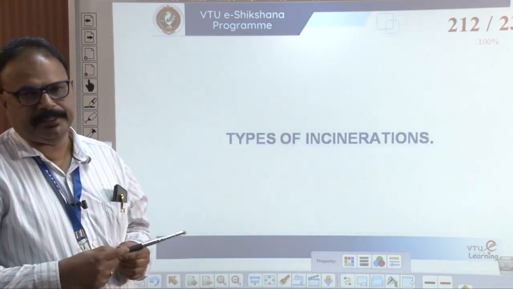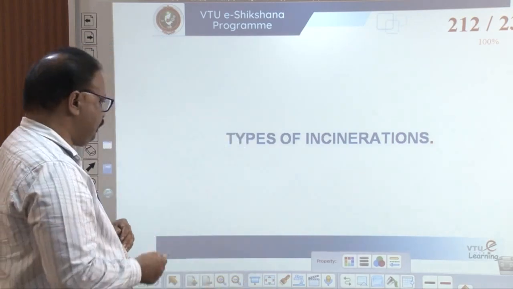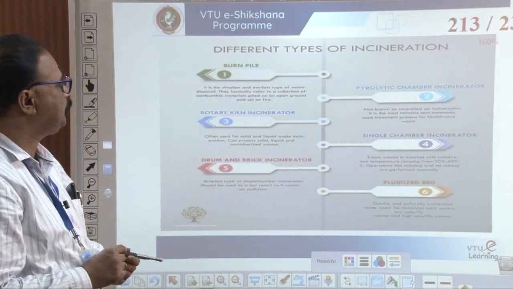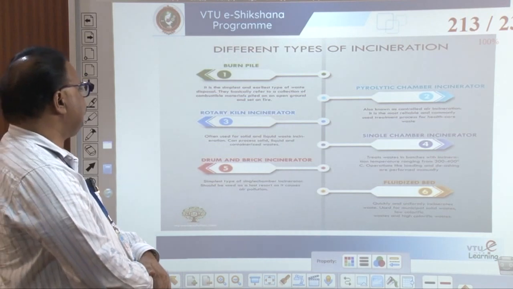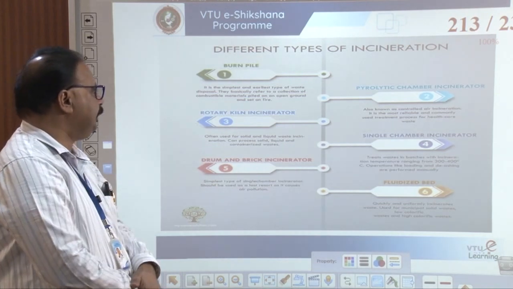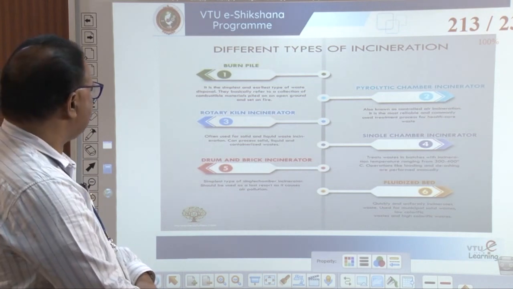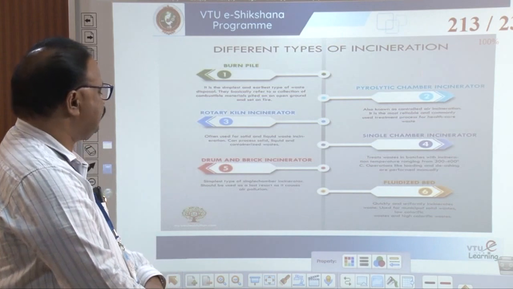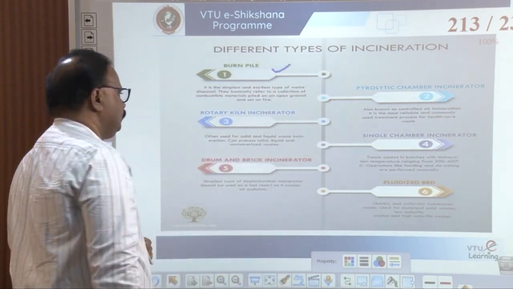Types of incinerators: there are different types of incinerators. Okay, we can see the different types. See, burn pile is one of the simplest and earliest types of waste disposal. They are basically a collection of combustible matter piled on open ground and set afire. This is the burn pile.